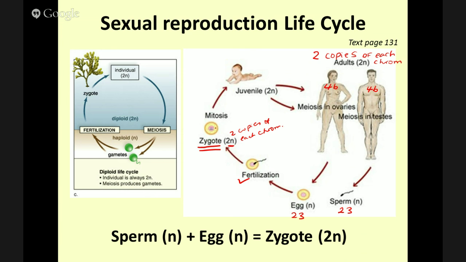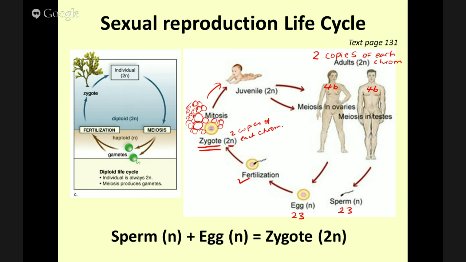Then that zygote is going to divide by mitosis, making many, many identical copies of itself. Then the cells are going to differentiate and turn into all the different body systems. And then we get the formation of the baby. Then the baby is going to grow up into an adult. And then the adult is going to reproduce again to make the next generation.